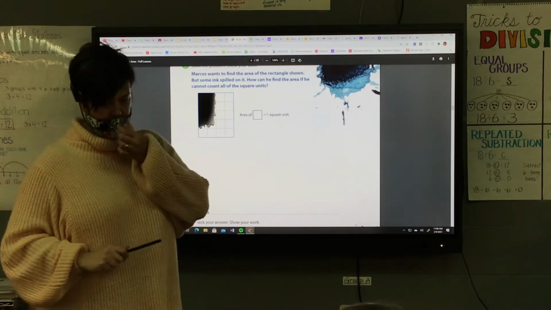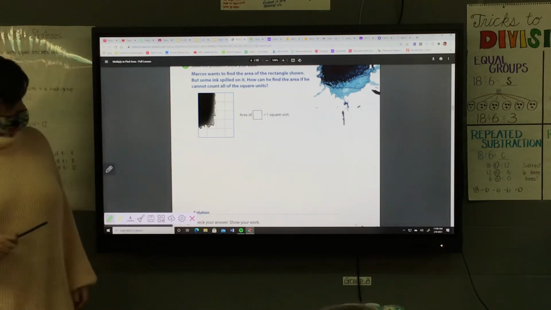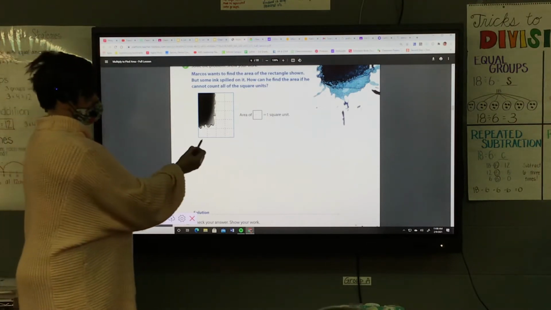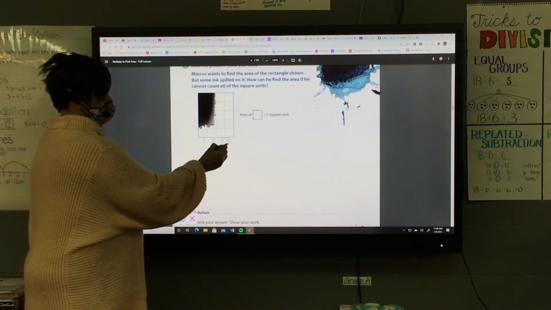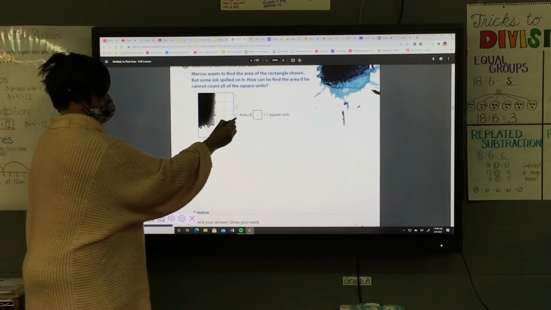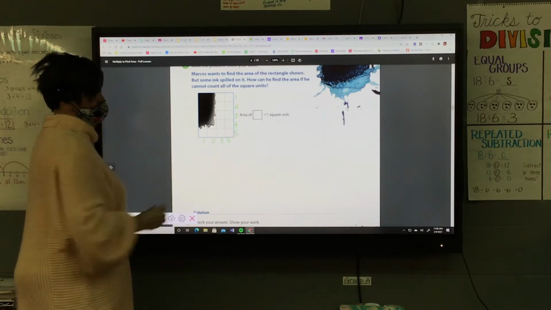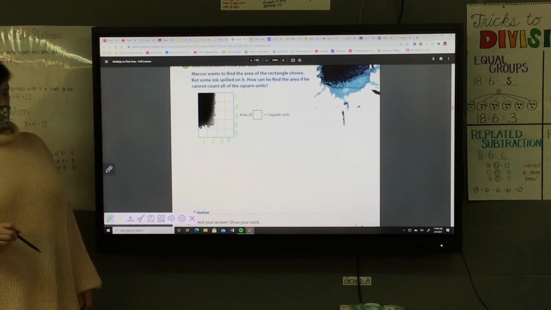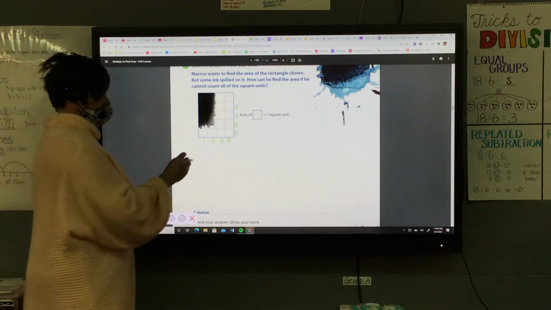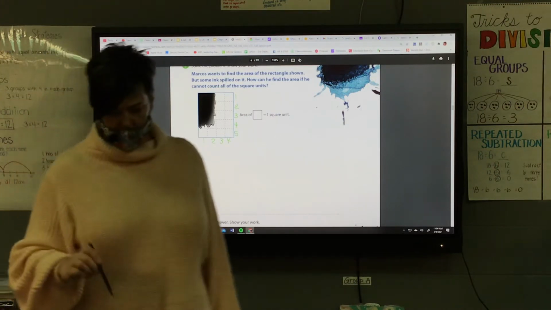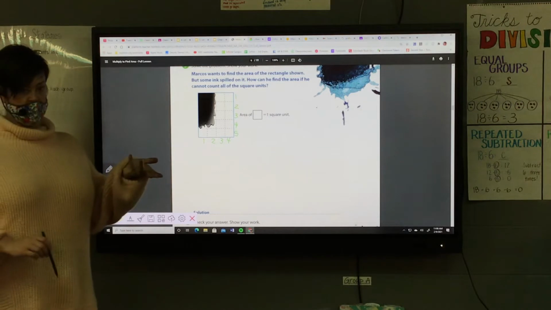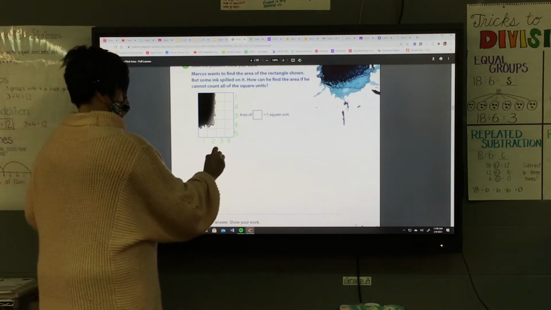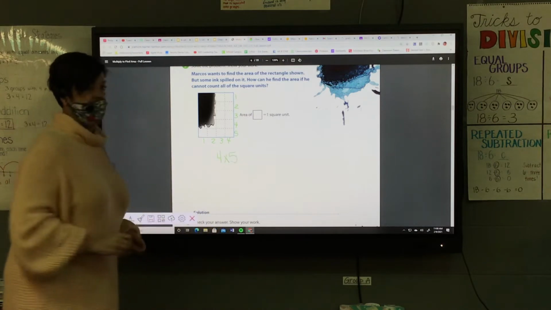Haley, nice and loud. I counted how many were on the bottom and how many were going in each column. So this is what you did? Is that right? Yeah. And then I multiplied the last two numbers. Okay. Let me see how you wrote it. So you went 4 times 5? Yeah. Okay. Anybody do anything different than that?